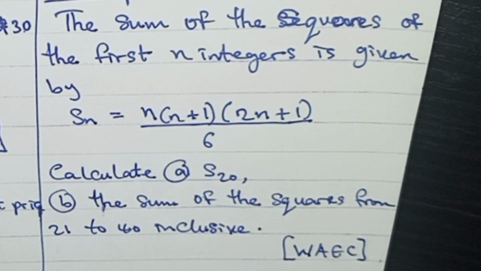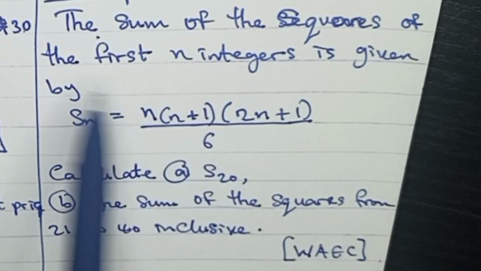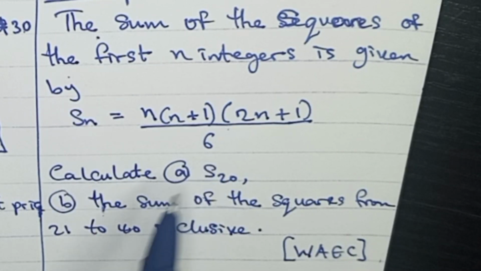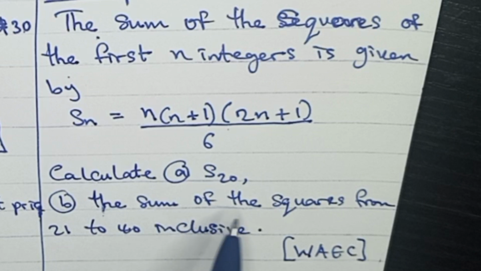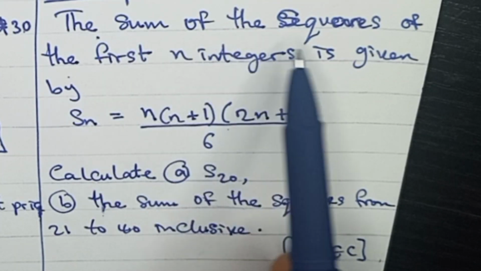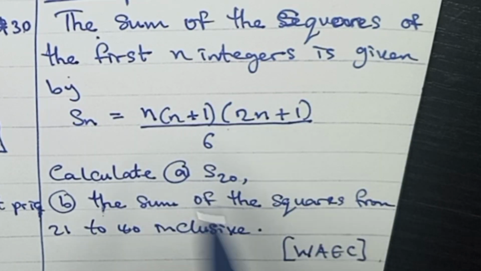Okay, let's look at this example. This is a question. It says the sum of the square of the first n integers is given by this. Calculate S20. Calculate the sum of the squares from 21 to 40 inclusive. So from here, first of all, understand. What are we given? From this explanation, the sum of the square of the first n integers is given by this.